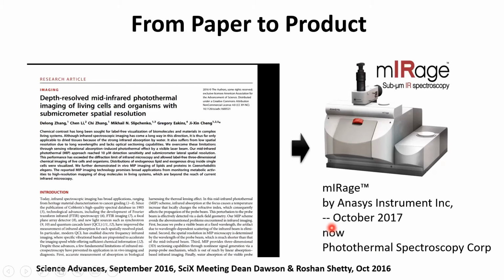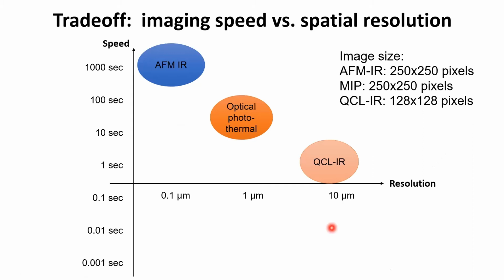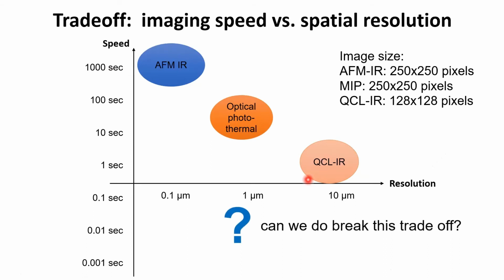Now back to research. What we did is fill the gap. In fMIR, we have nanoscale resolution but slow speed. QCL-IR provides high speed but low resolution. This optical photothermal method fills the gap between these two modalities. But one mission of science is to break the trade-off. So we asked the question: can we break this trade-off? Can we reach high speed and high resolution photothermal imaging?